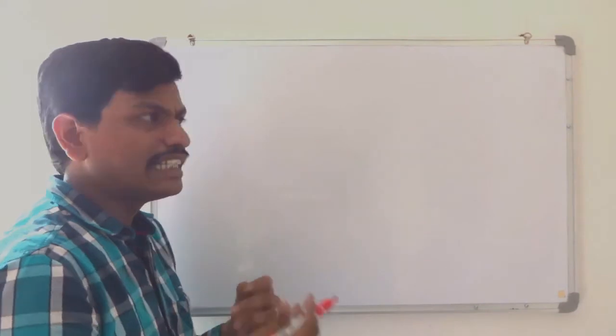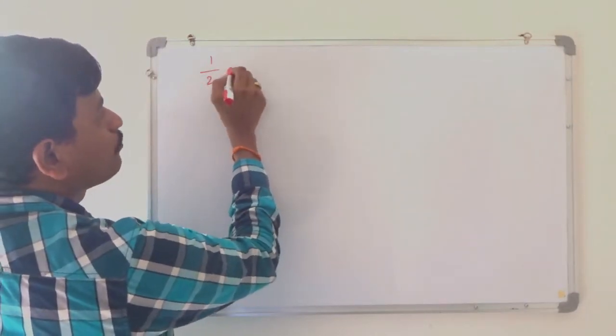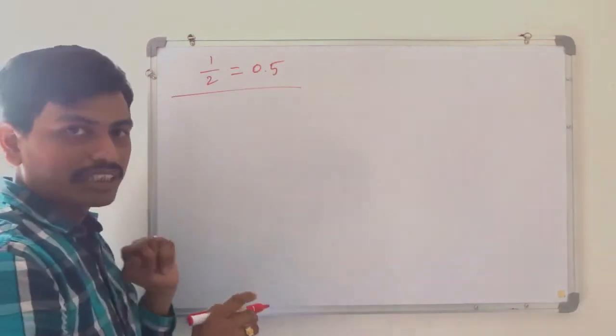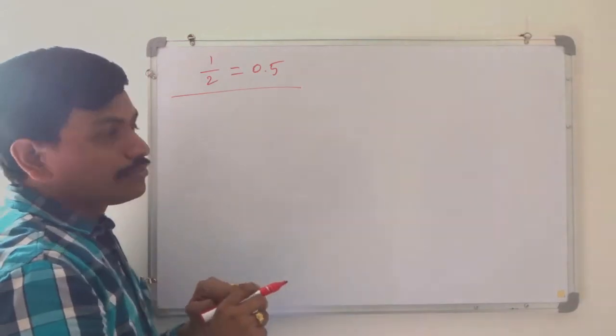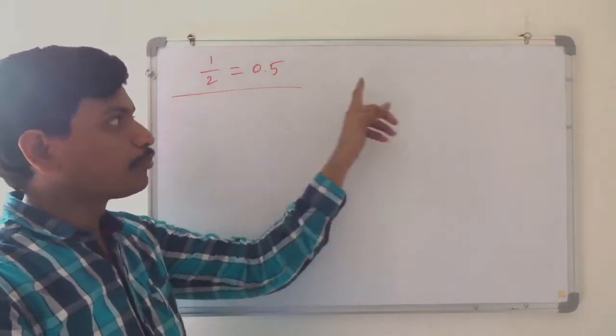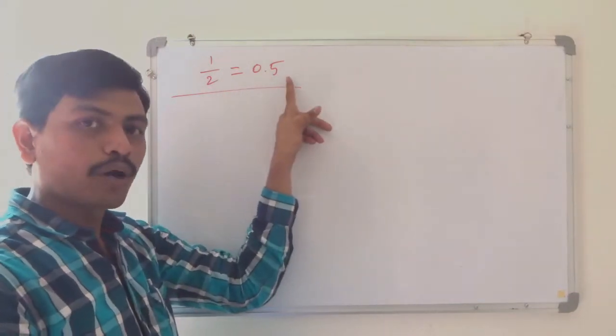It's very easy. No other method is there. Direct method. First, 1 by 2 is 0.5. That's all. Divide any number by 2. If it is exactly divisible, 0.0. If it's not divisible, the remainder is 1 and we directly put 0.5.